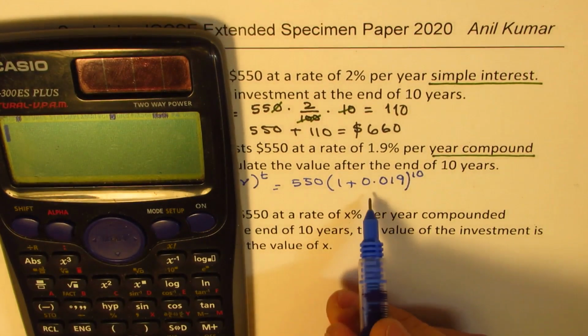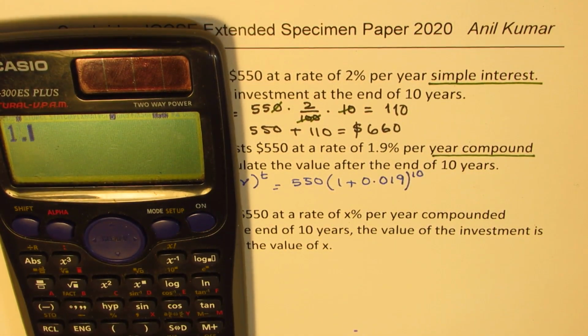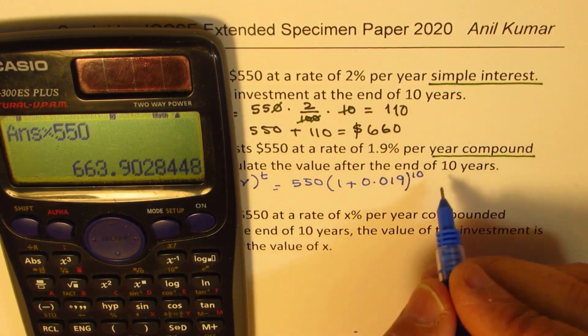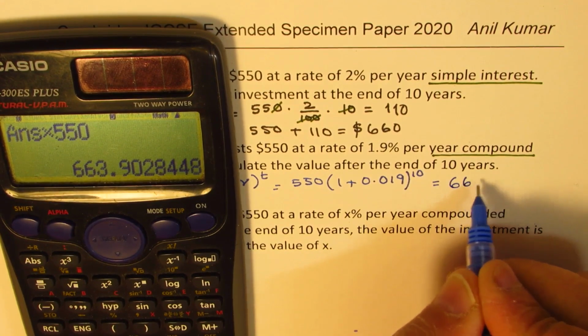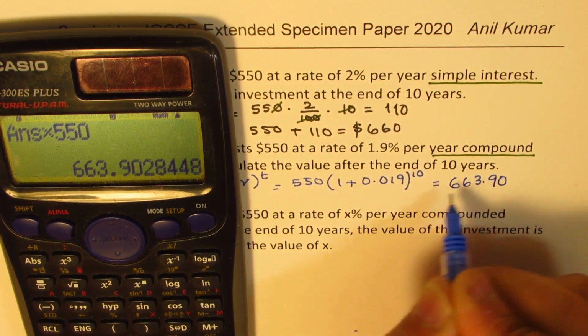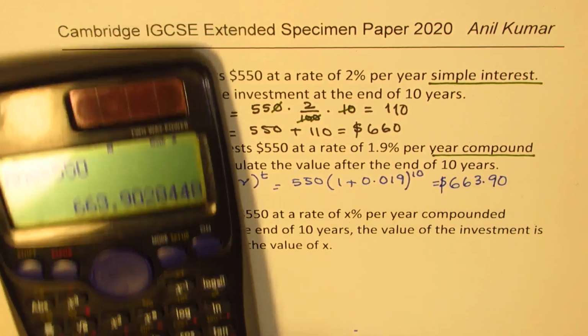So to calculate, we'll start from inside. So we have 1.019 to the power of 10, right? And then we are going to multiply this by 550 to get our answer, which is $663.90, correct? So that becomes your answer.